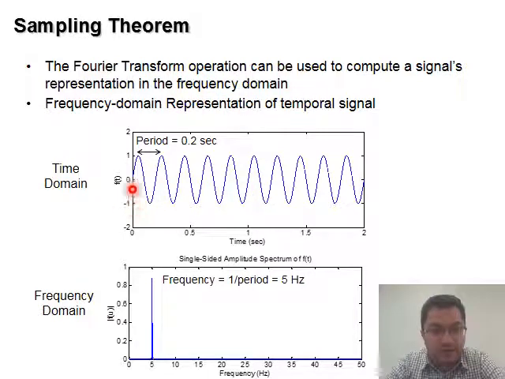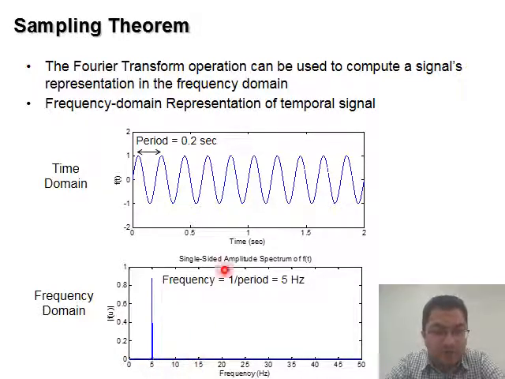So, for example, if you have this signal here, this is like a sine wave that has a period of 0.2 seconds. Which means if you convert it to frequency, you have a frequency of 1 over 0.2, which is actually 5 Hertz. Now, when you represent this signal in the frequency domain, this is what you will get. On the x-axis, instead of time, now you have frequency. On the y-axis, you have the amplitude of that frequency.